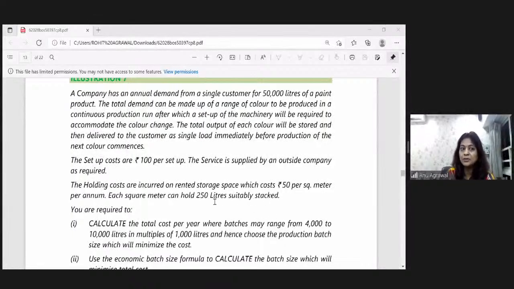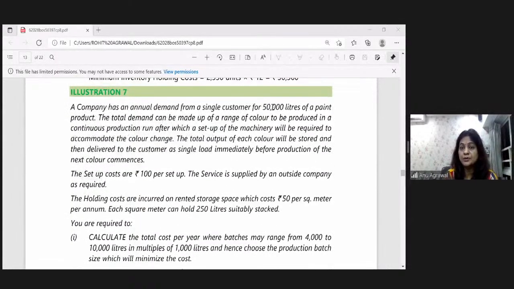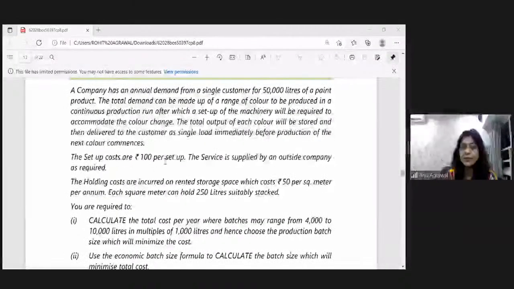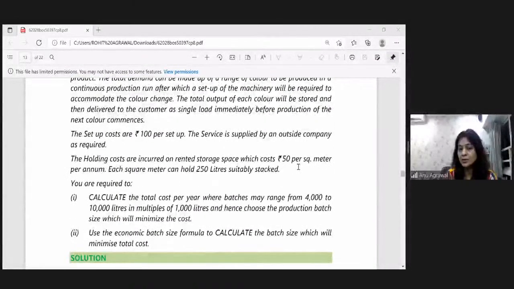So can you find out the cost? If it is 50 rupees per square meter per annum, that means per liter the cost will be 50 divided by 250, because each square meter can hold 250. So you can get the cost per liter. If I have to calculate the EBQ, what will be the EBQ? EBQ would be 2 into 50,000 into 100 divided by 50 divided by 250.